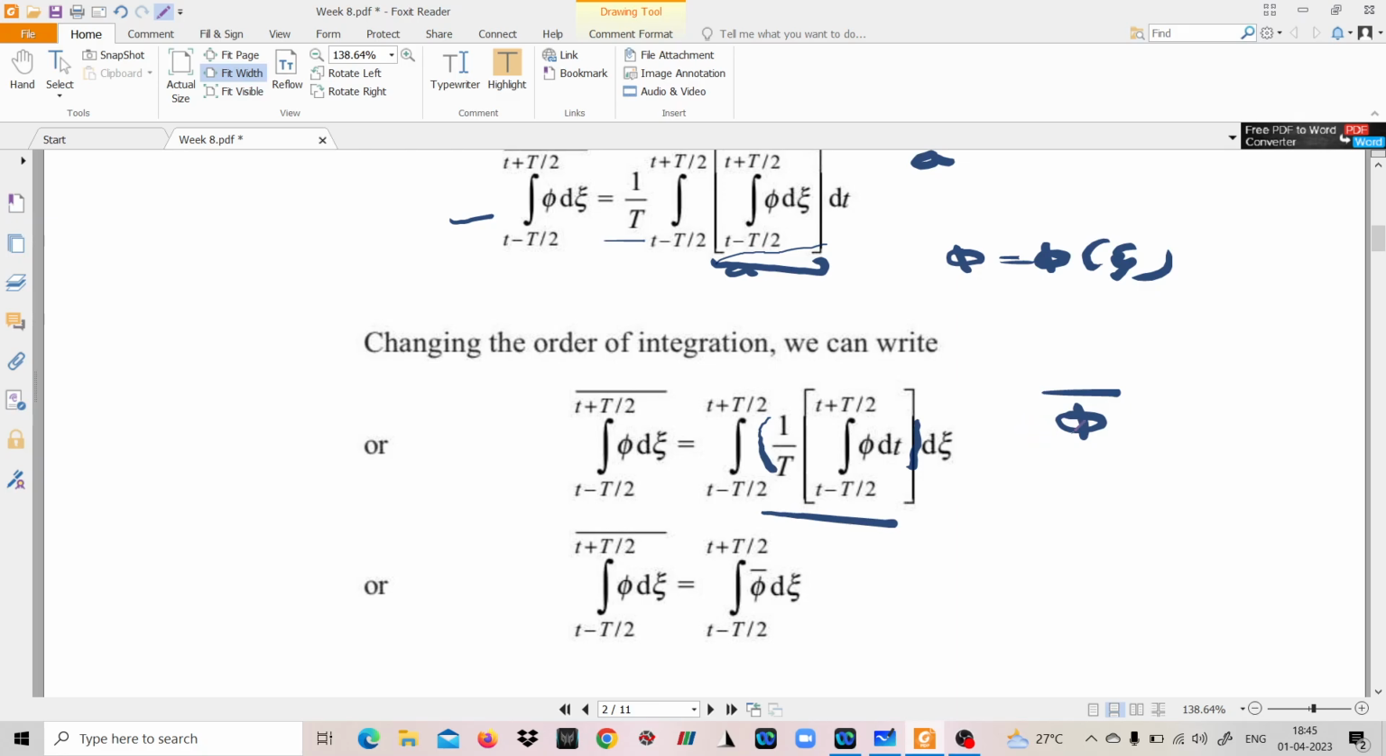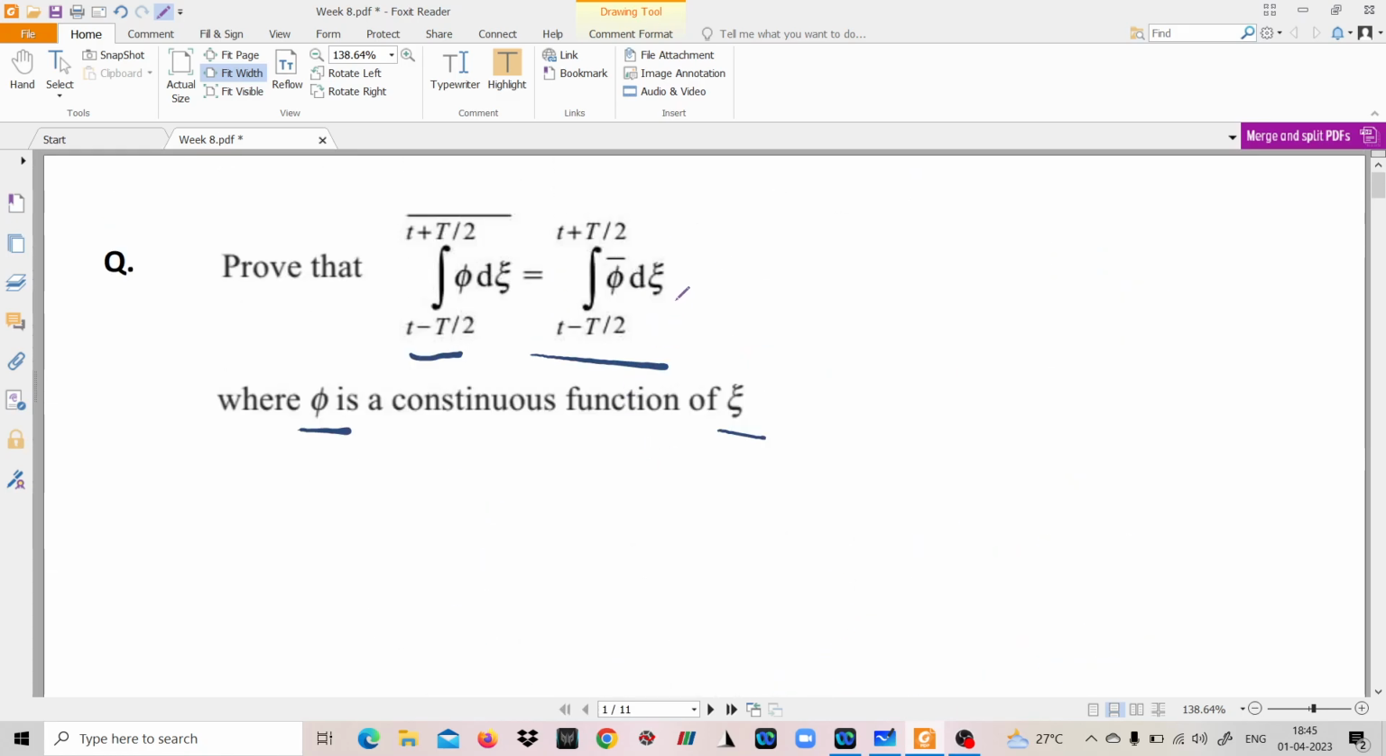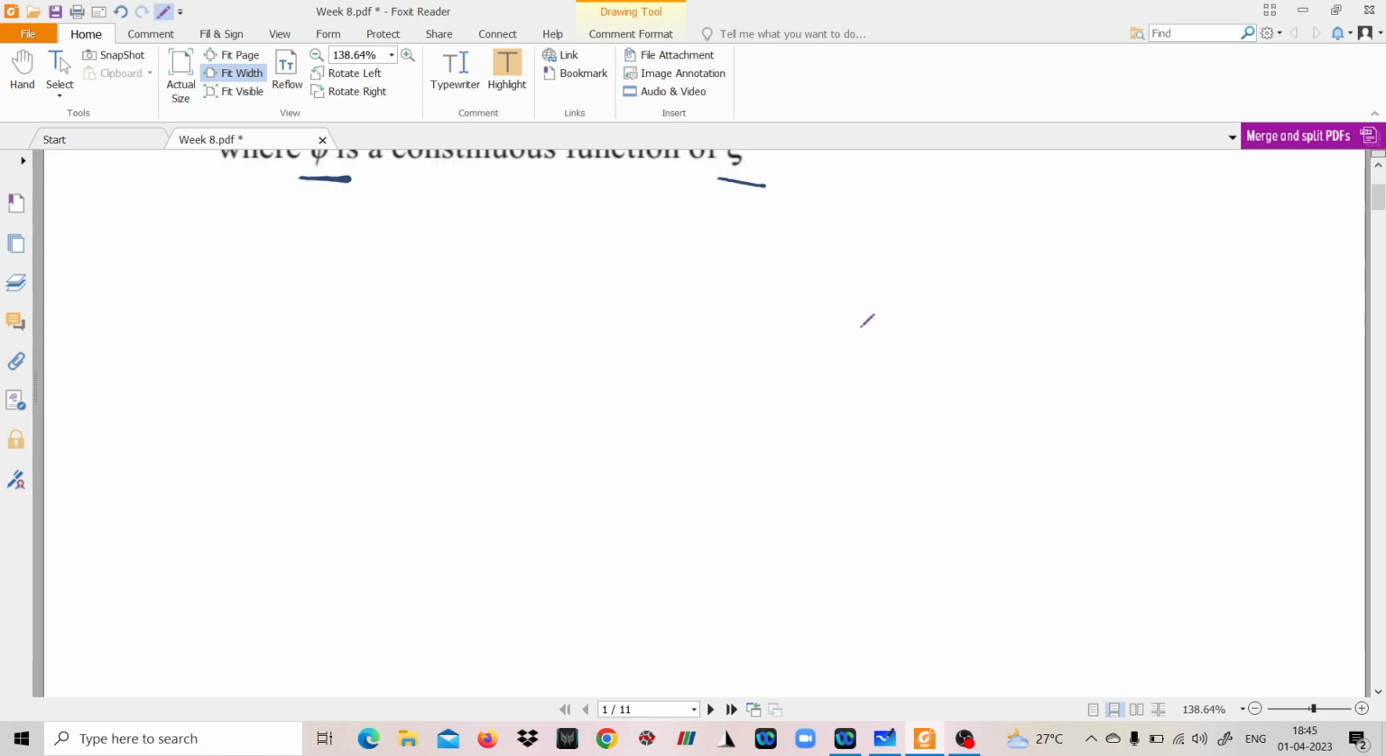Now since this represents phi average, this can be directly written like this. Okay, and this is the right hand side which you need to prove. So this is the first problem.